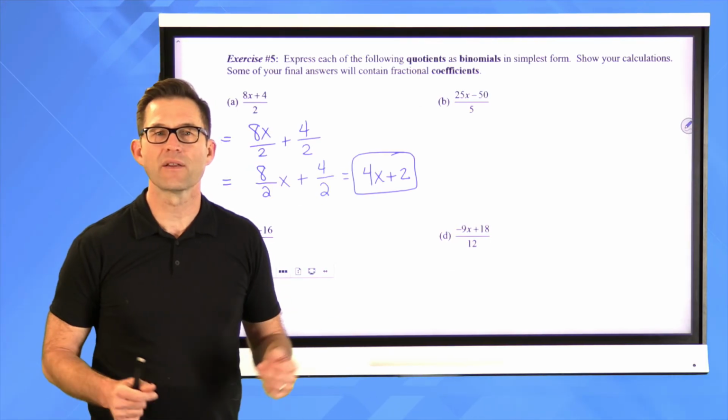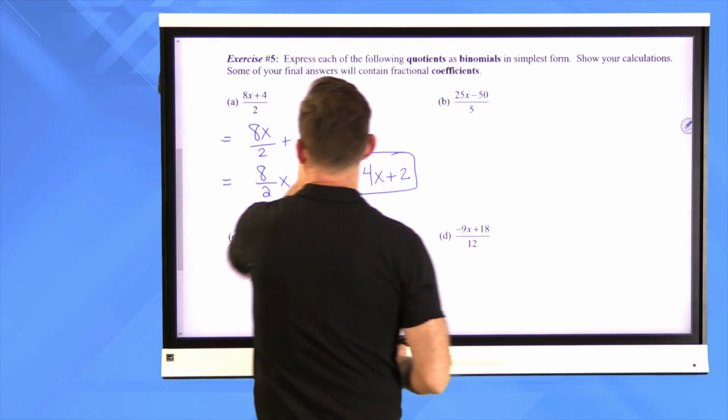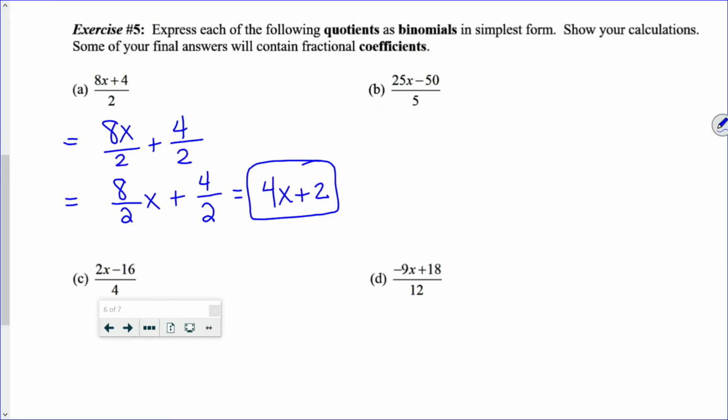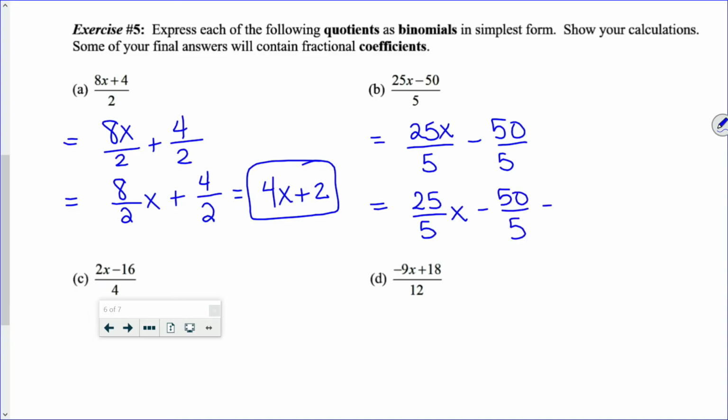All right, let's take a look at letter B. So very, very similar, letter B. We have 25x divided by 5 minus 50 divided by 5. Again, I think it's very helpful to kind of separate it like this, especially for when we get into the next problems, right? Because then I can say 25 divided by 5 is 5, 50 divided by 5 is 10, so I get 5x minus 10.